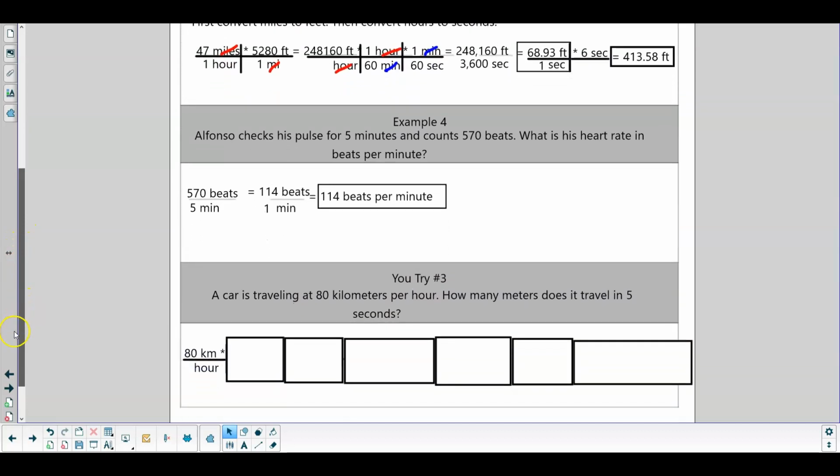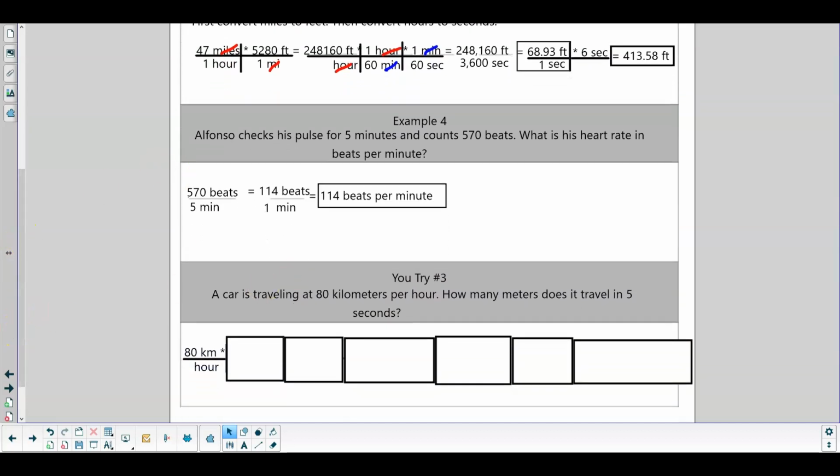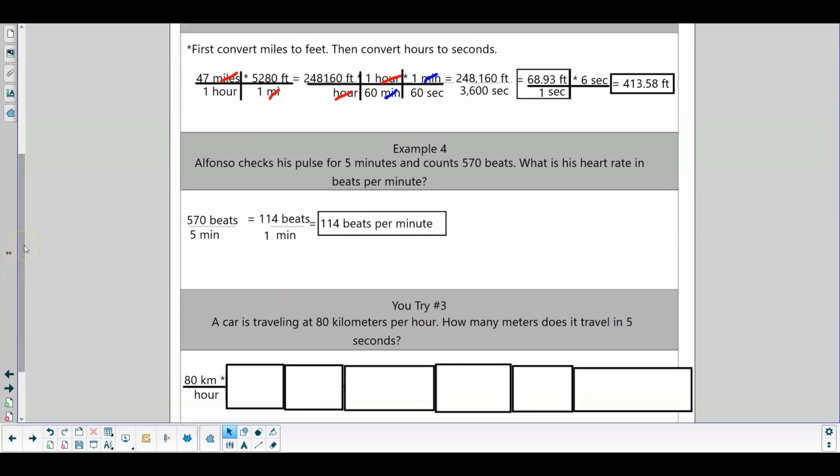All right, last one. This one's similar to the one up top. It just has kilometers and hours instead of miles per hour. And they also want you to calculate how many meters the person travels in 5 seconds. So just take a moment and see if you can come up with your answer. I'll have you pause it, and then you can check it.